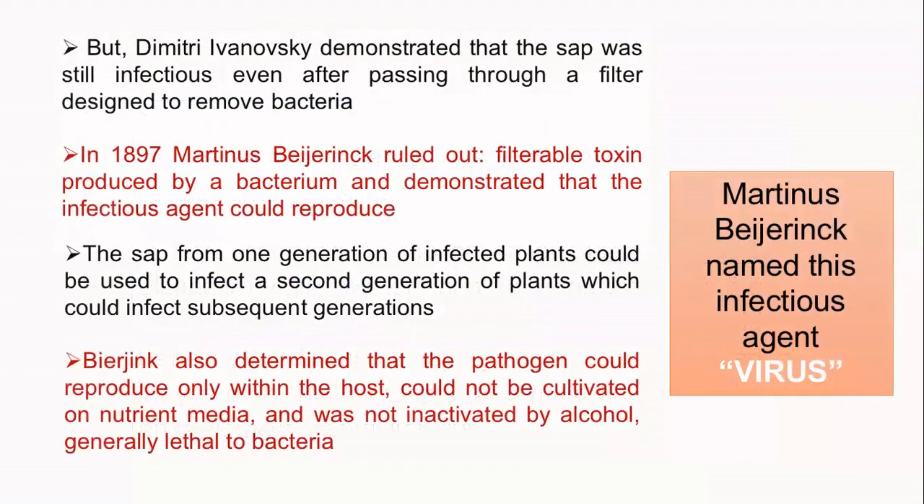But Ivanovsky proved that these infectious agents could not be bacteria because even after passing through the filter, the sap was still infectious. So later on, Martinus Beijerinck and his team ruled out the possibility that the filterable toxin from the infected sap is a bacterium. How did they do it? They demonstrated that the infectious agents could reproduce inside a living host, and the sap from one generation of infected plants could infect the second generation, the third generation, and so on.